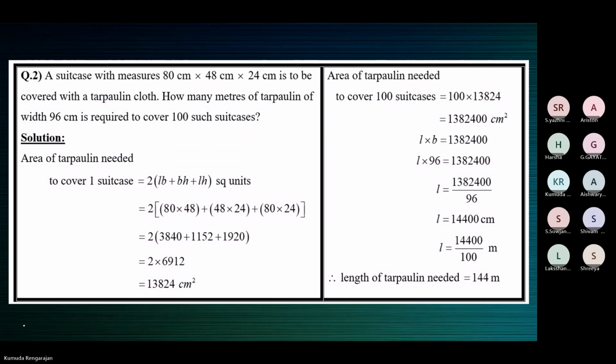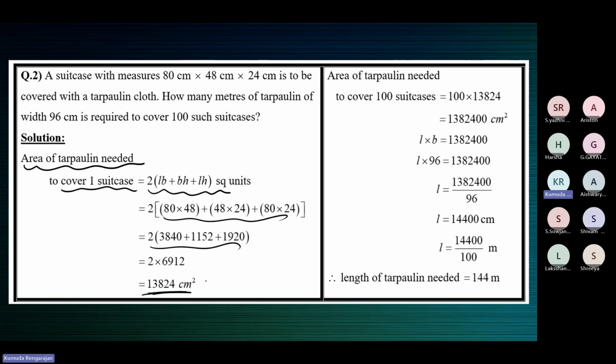So let's see the actual answer. The area of tarpaulin needed to cover one suitcase is 2(LB + BH + LH). Substitute, calculate carefully: 13,824. The area of tarpaulin needed to cover 100 such suitcases will be 100 times this.